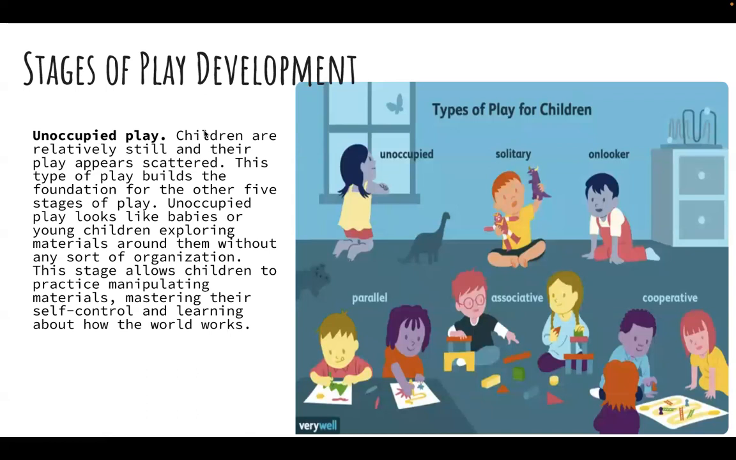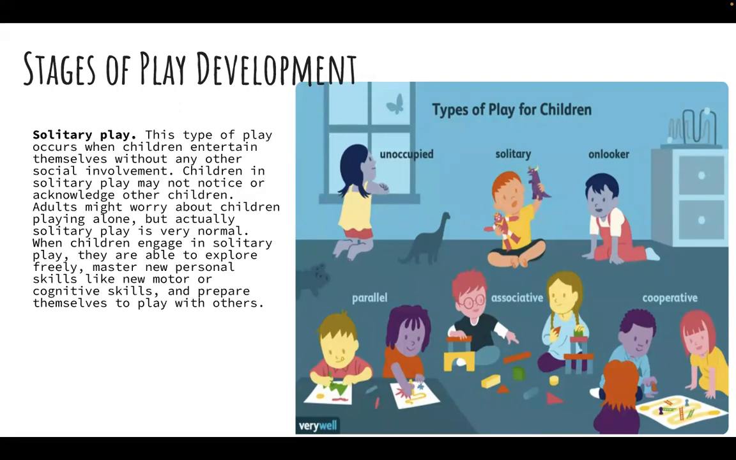Unoccupied is like children are relatively still, they're just by themselves, their play is not organized. Think of an infant crawling around on the floor. They find one thing and then they see something else and they're crawling over there, and nothing has their focus fully. It's unoccupied. This type of play builds the foundation for the other types of play. Unoccupied play looks like babies or young children exploring materials without any organization. This stage allows for children to practice manipulating the materials, mastering self-control, and learning how the world works around them.